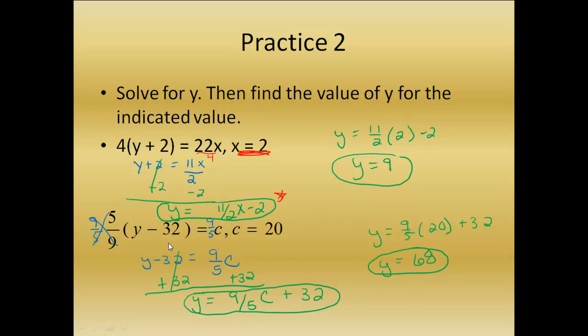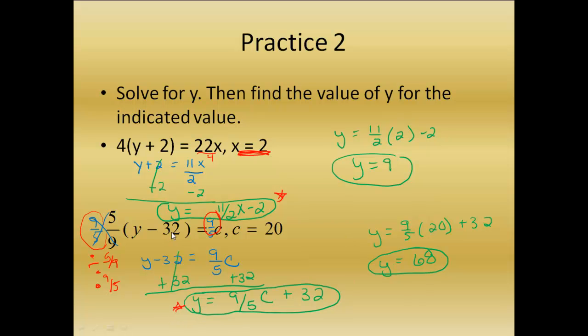On the second one, this is actually a conversion formula for Fahrenheit and Celsius. First thing I did was I got rid of multiplying by 5 over 9. And now remember, I would do that by dividing by 5 over 9, but when it's fractions, instead of dividing by a fraction, we multiply by the reciprocal, which is why I multiplied both sides by 9 over 5. Once I did that, I had this minus 32 to get rid of, so I had to add 32 to both sides, and I ended up getting this for my equation for y.